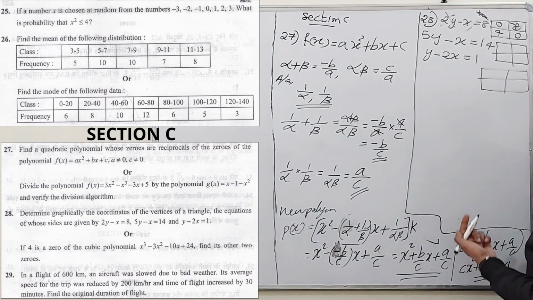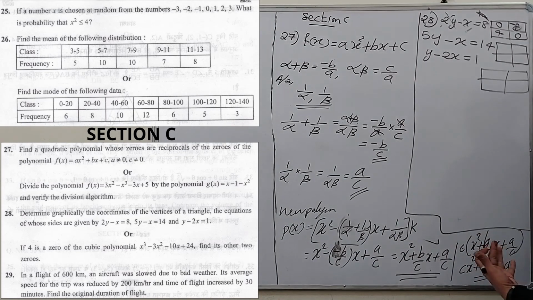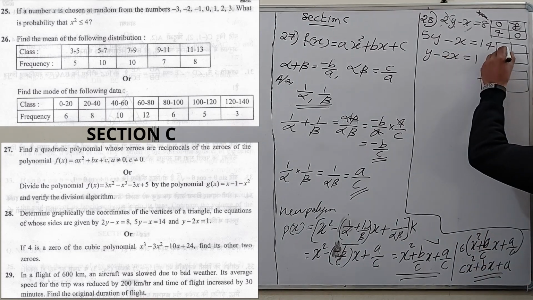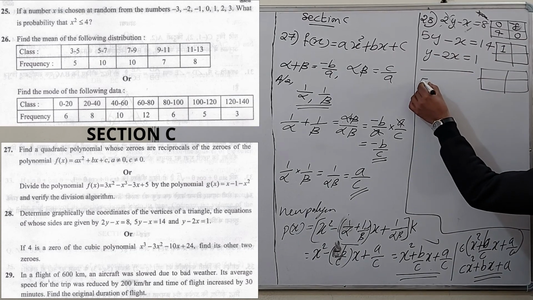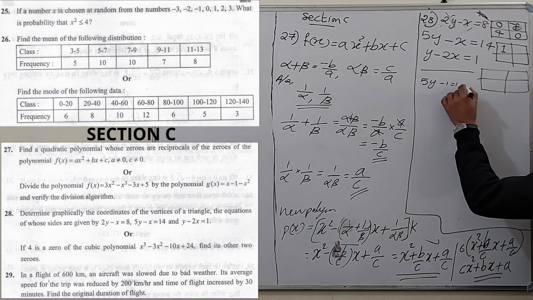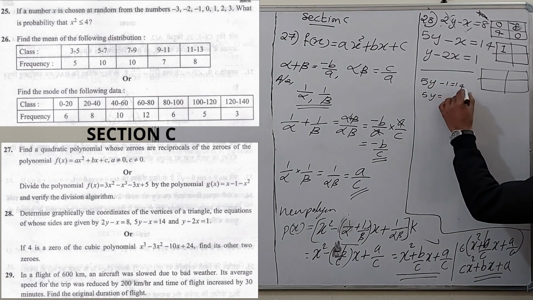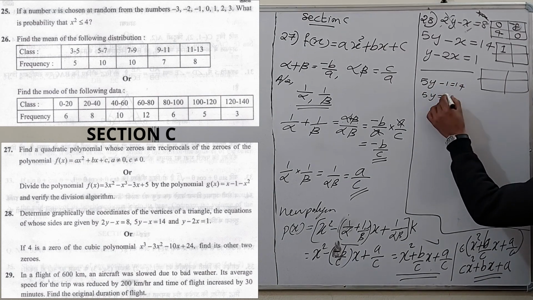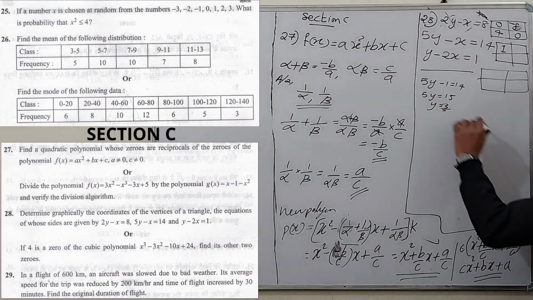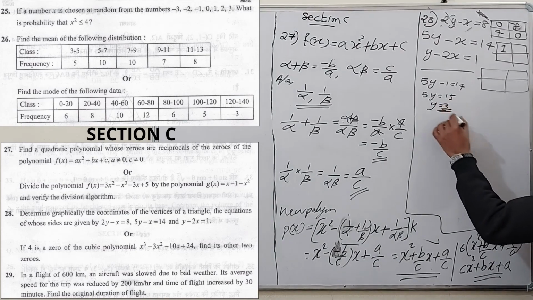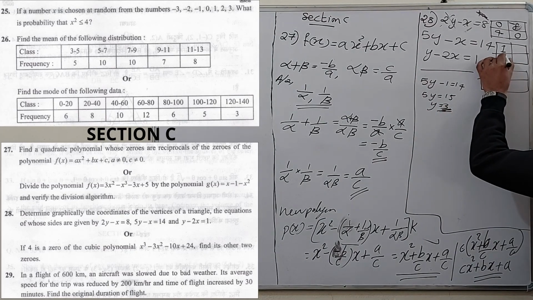So to avoid fraction, let's put x equal to 1. So when x equal to 1, we can see that 5y minus 1 is equal to 14. 5y is equal to 14 plus 1, which is 15. y is equal to 15 by 5, which is 3. So we get y equal to 3.